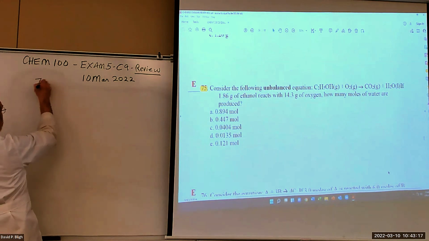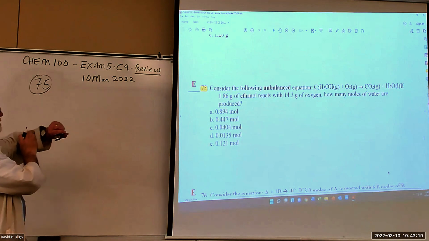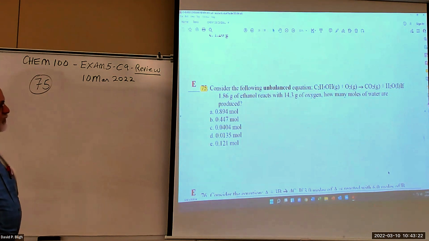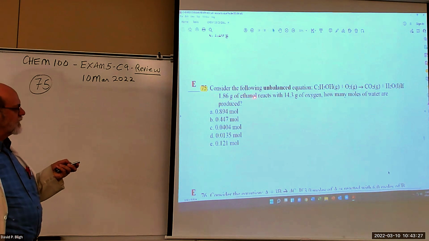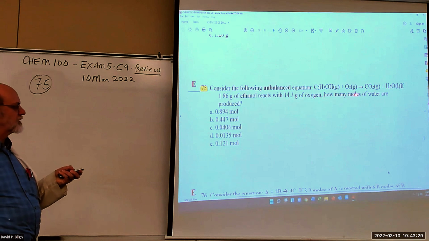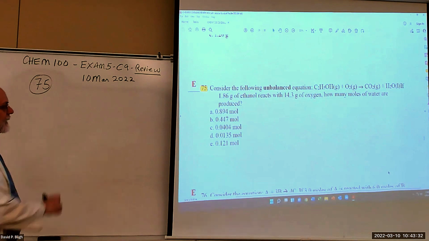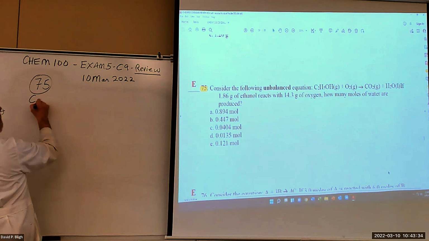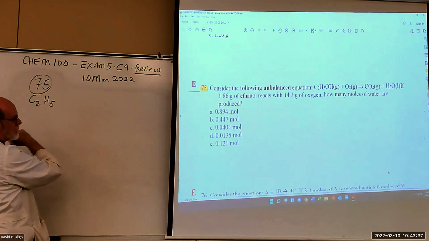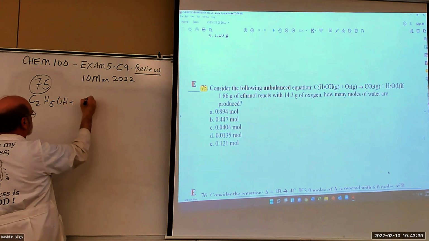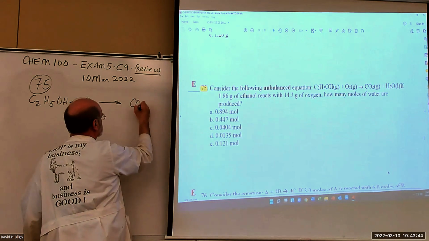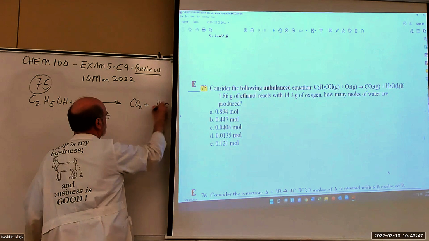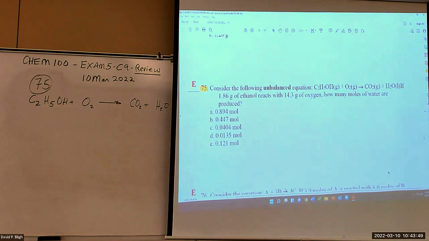75. Okay, still got time. Unbalanced equation. We balanced this one before. 1.86 grams of ethanol reacts with 14.3 grams of oxygen. How many moles of water produced? Okay. C2H5OH plus O2 equals CO2 plus water. I don't have to go through that again. We've already done it once.